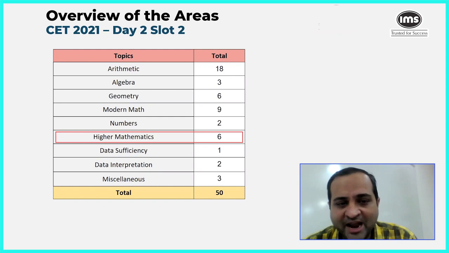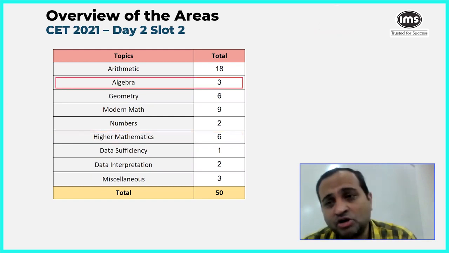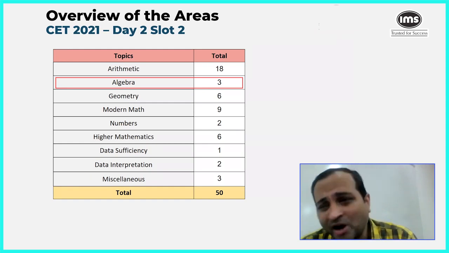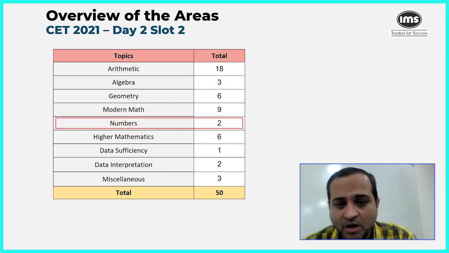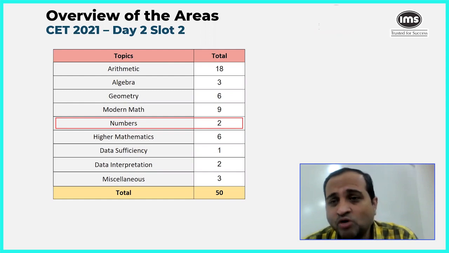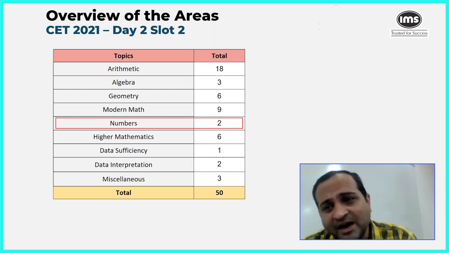Other areas that you can see on the screen: algebra, 2, 3 questions, a couple of questions on quadratic equation, 1 on linear equation, and so on. Numbers was also 2 questions, very, very straightforward. So this was the basic bifurcation of our quant section. Out of these 50 questions, as I said earlier, 30-35 would have been a good attempt. The level of difficulty was easy to moderate, but definitely not very difficult, because the number of higher maths questions was hardly 6, which I think you could have given.